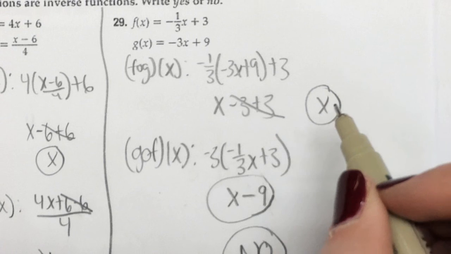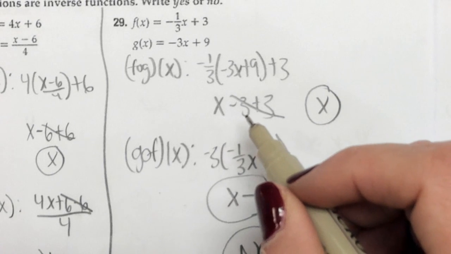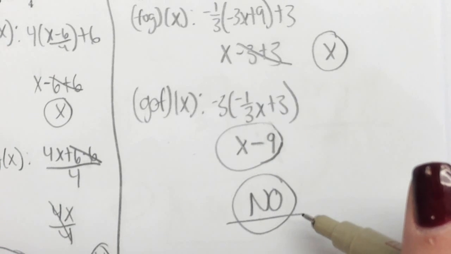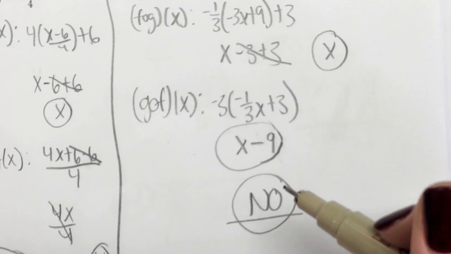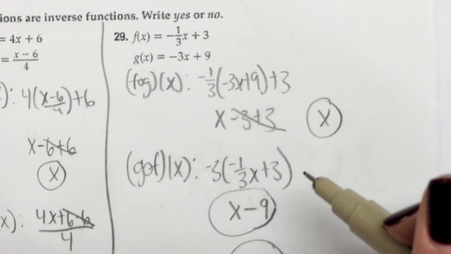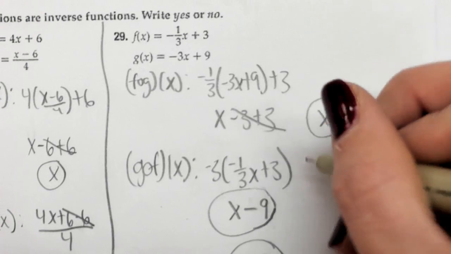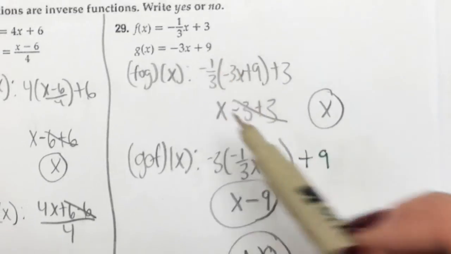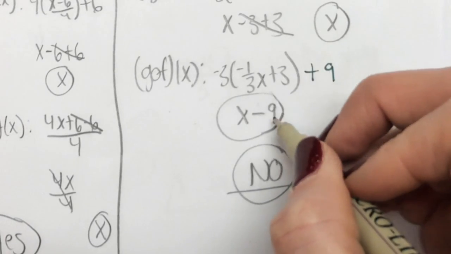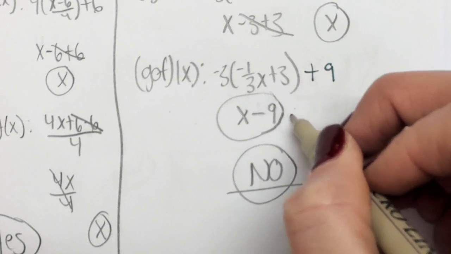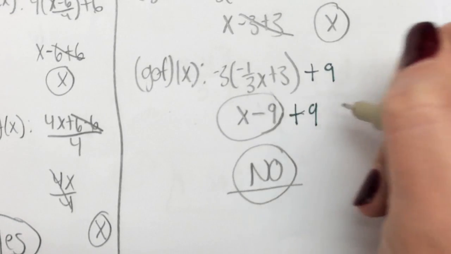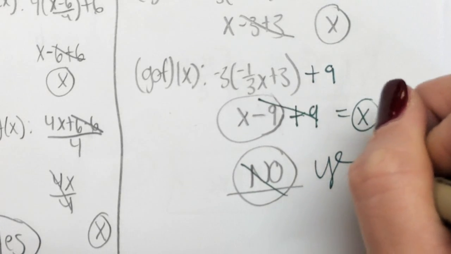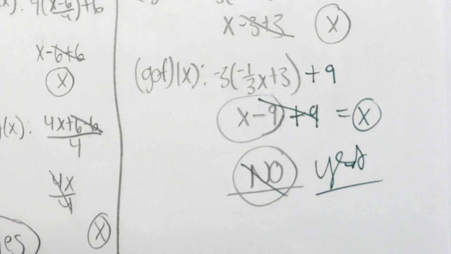Alright, for f of g of x, this person got x. Is this kind of what y'all's look like? Okay. For the next one, they got x minus 9, so they said no. Is this one what y'all's look like? Okay. One thing that's missing right here is what? The plus 9. Good. So they plug it into this function. They have a negative 3 on the outside. They just forgot the 9. So it should be x plus 9, or x minus 9 plus 9. So you would cancel out to what? X, and the answer is yes. Any questions on that one?